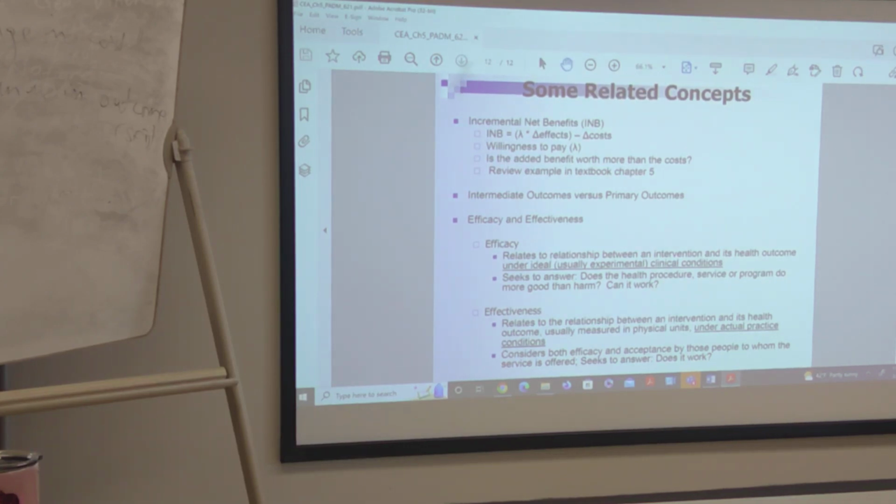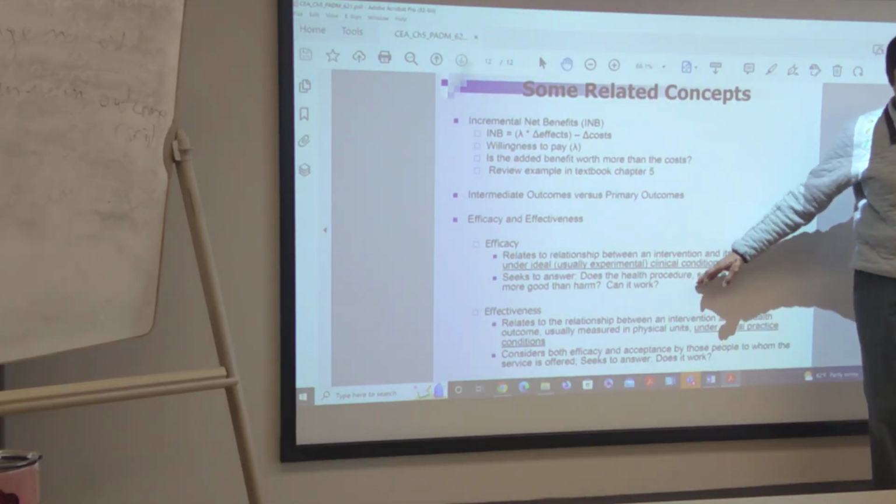Effectiveness relates to the relationship between. No, read efficacy first. Oh, okay. So efficacy relates to the relationships between an intervention and its health outcomes, under ideal, usually experimental, clinical conditions. It seeks to answer, does the health procedure, service, or program do more good than it does harm? And can it work? So in other words, efficacy tells you does it work, right? In controlled conditions. You won't even think about it if it doesn't even work, right?